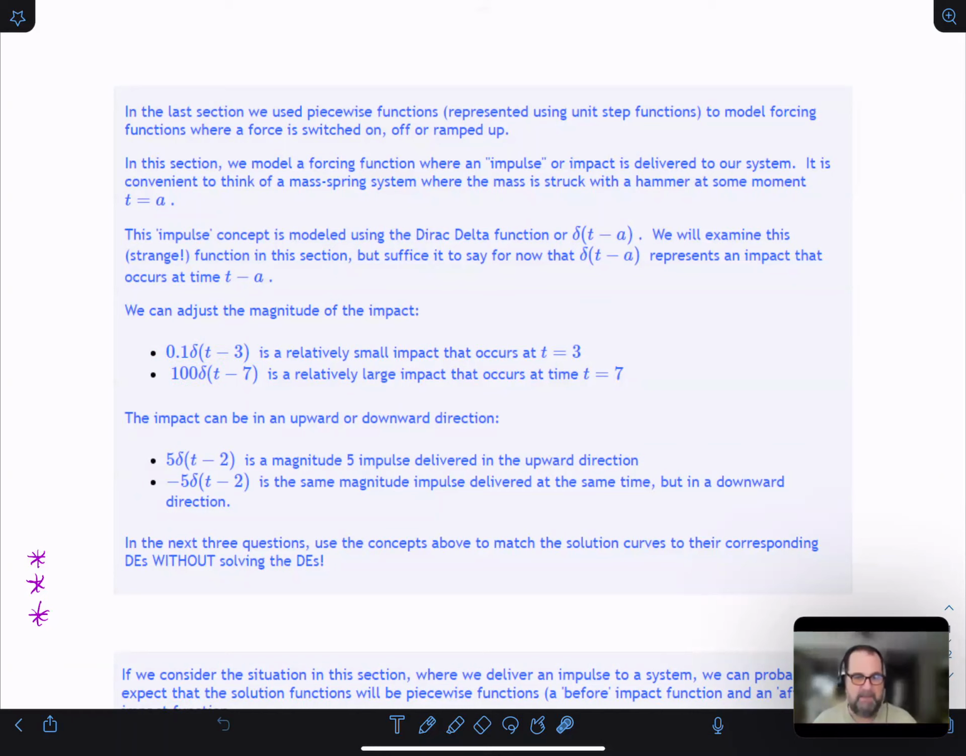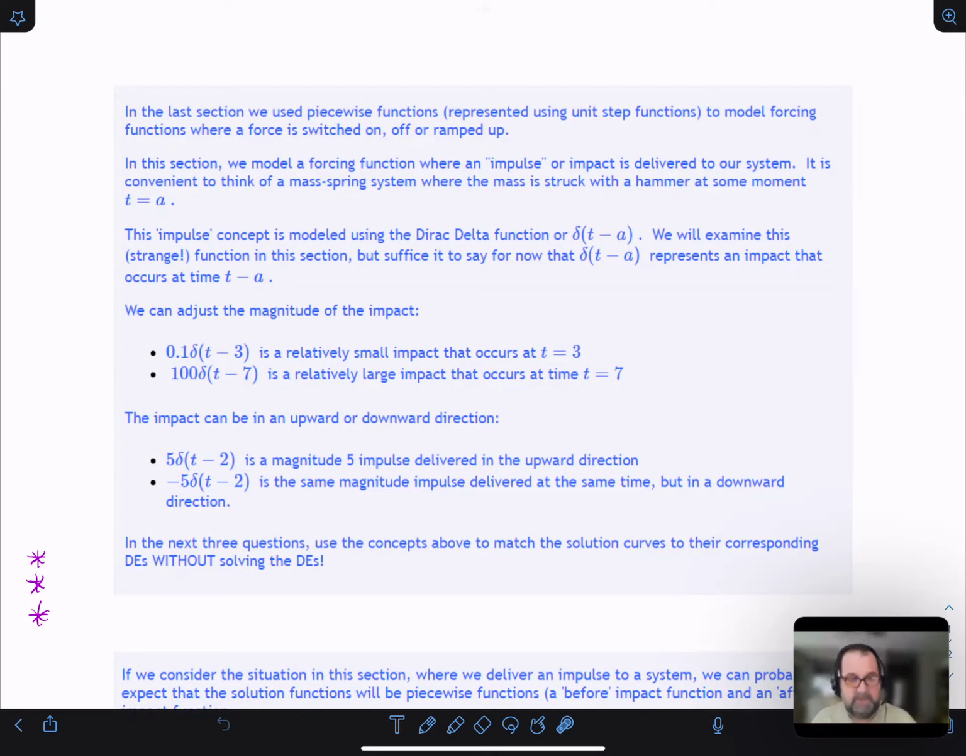Notice that impacts can be in an upward or a downward direction. So 5 delta t minus 2 would be an impulse of magnitude 5 delivered in an upward direction. Minus 5 delta t minus 2 is the same magnitude impulse, but delivered in the downward direction. And remember, we are using the convention that the positive direction is up and the downward direction is negative. Not all books do it that way.